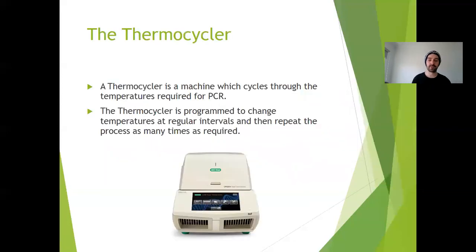We also use a machine called a thermocycler. Now, this is a machine that will cycle between the temperatures that we need for the PCR reaction. So it will go from 90 down to 50 up to 72 and just keep repeating that process over and over. And that allows the stages of PCR to occur over and over again. And that's going to be a really important piece of machinery that we're going to use to conduct the PCR process.